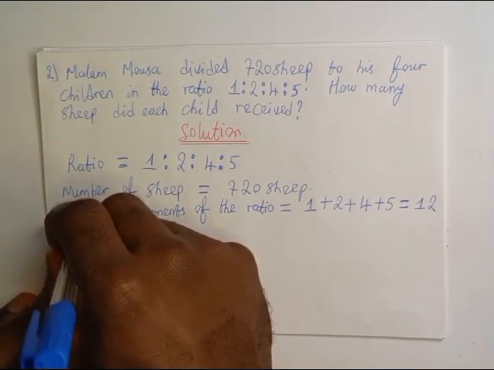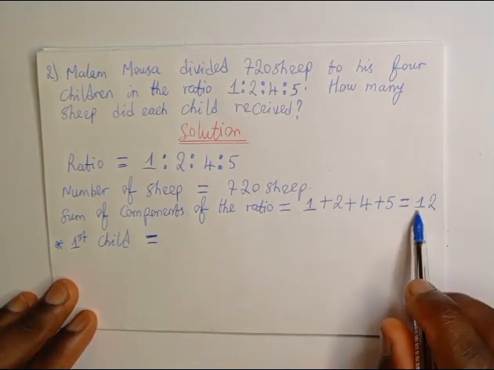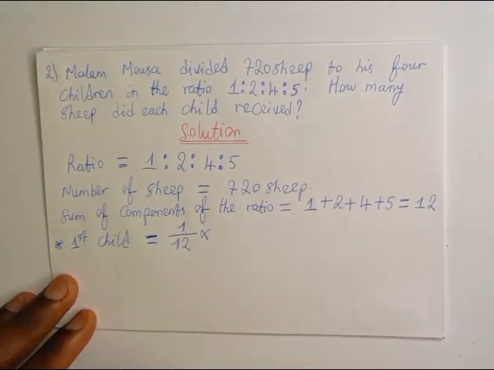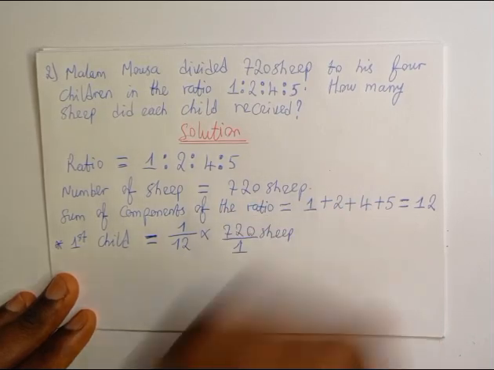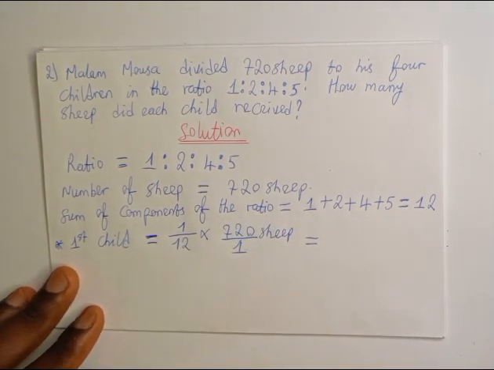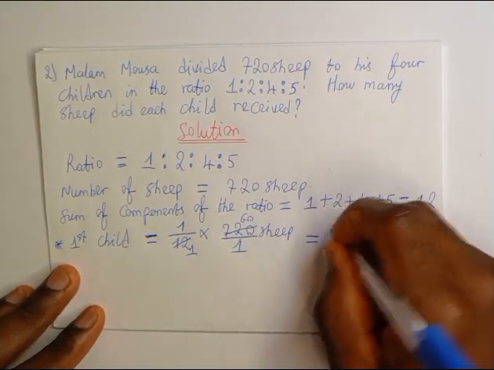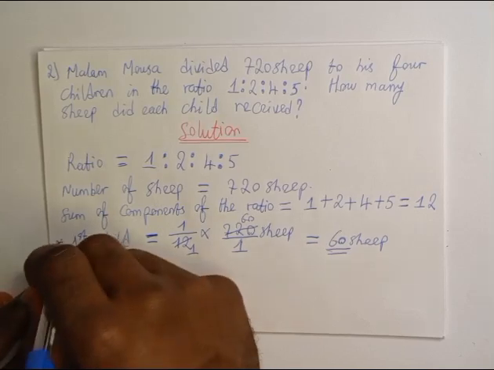Take the first one. For the first child, we need to write the fraction of the first child. Out of the 12 things, the first child takes 1. 1 all over 12 times the total number of sheep shed, which is 720 sheep, or 720 over 1. 12 will go into 720 60 times. 1 times 60 gives us 60. This will give us 60 sheep. First child receives 60.